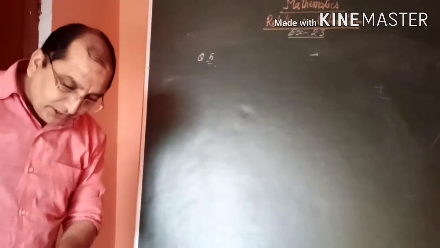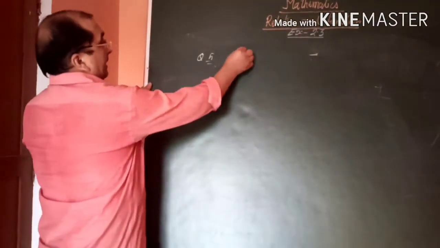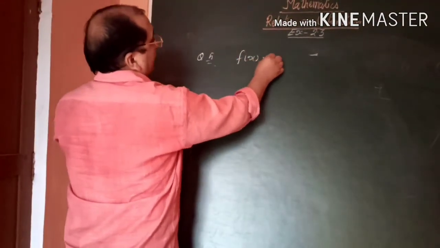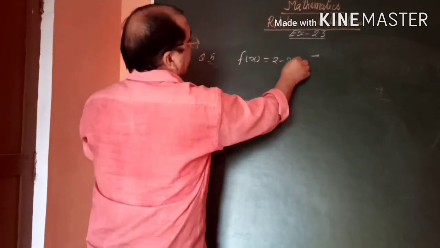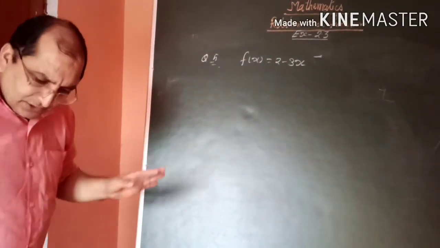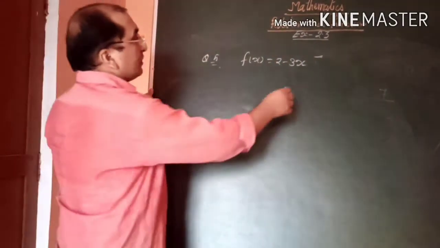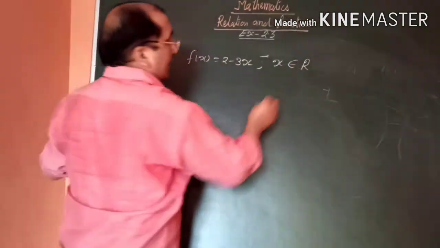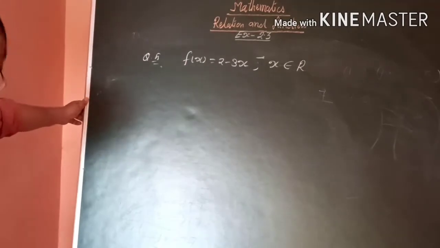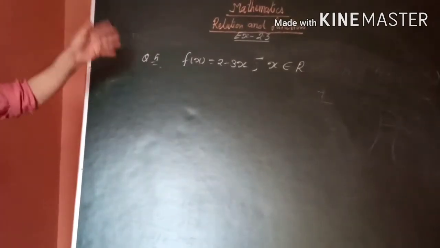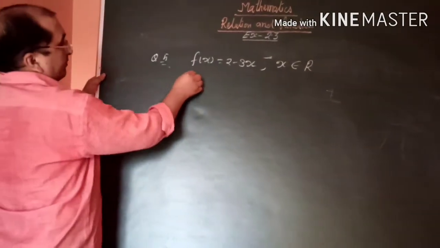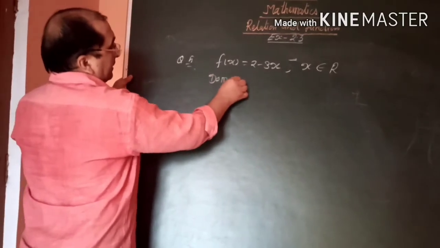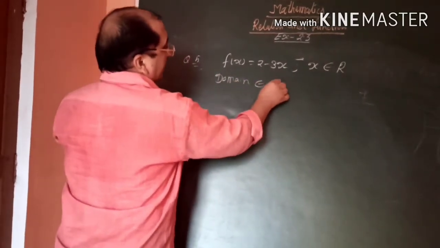Now see, f of x equal to 2 minus 3x, where x belongs to real numbers. If x belongs to real numbers, what will be the range of the function? Now see, first of all, the domain. The domain is the real numbers.